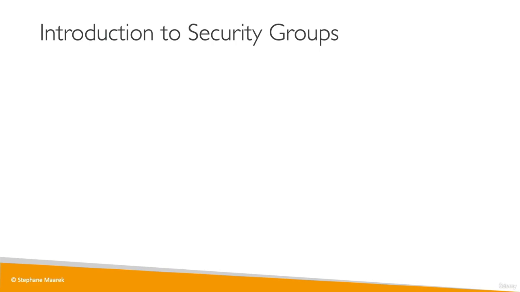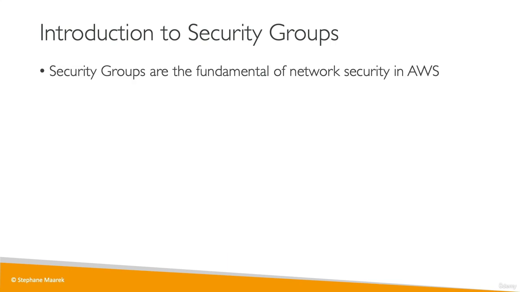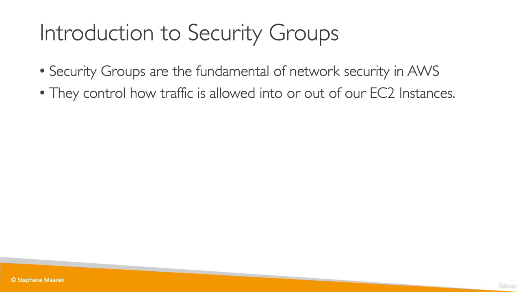Let's talk about these firewalls around our EC2 instances. We briefly configured one in the previous lecture, but security groups, yet again, are going to be fundamental to doing network security in the AWS cloud. They will control how the traffic is allowed into and out of your EC2 instances. Security groups are going to be very easy. They only contain allow rules, so we can say what is allowed to go in and to go out.